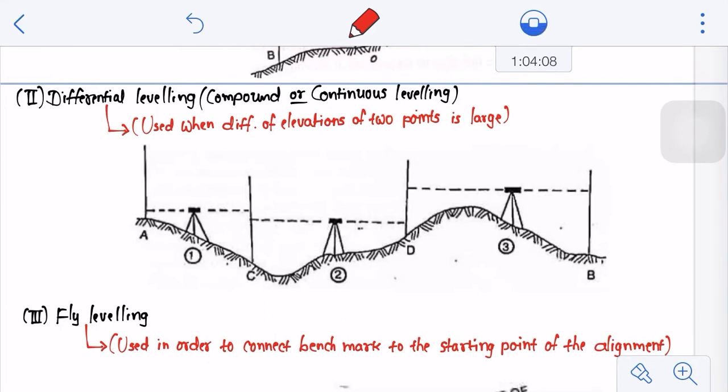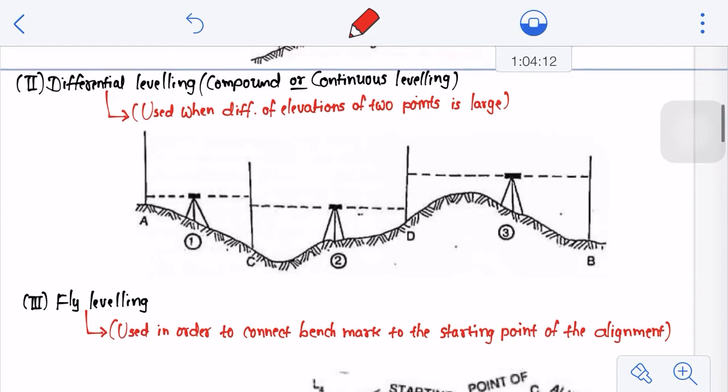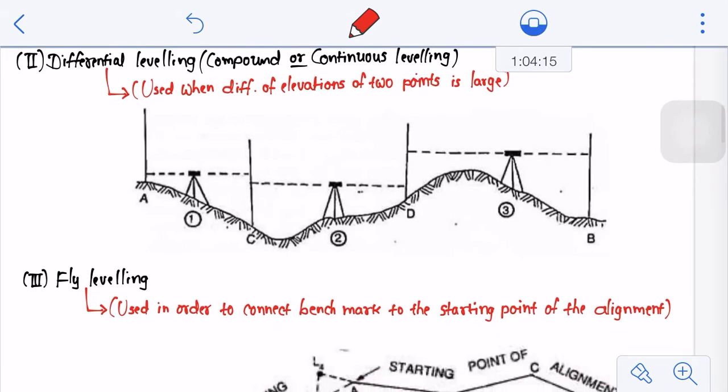So definitely the difference in the elevation between these 2 points is going to be large, and that's why I have highlighted this point under this method, as it is used when the difference of elevations of 2 points is large. Then this differential leveling is used, right?